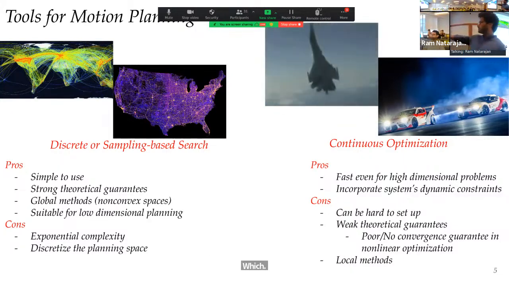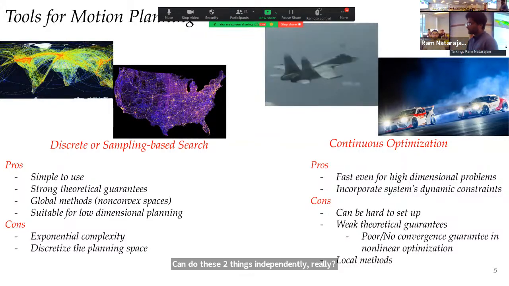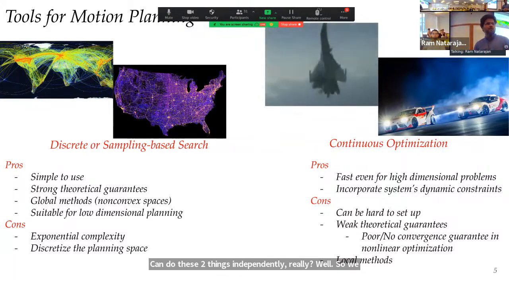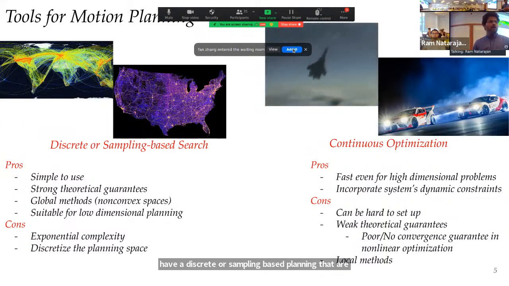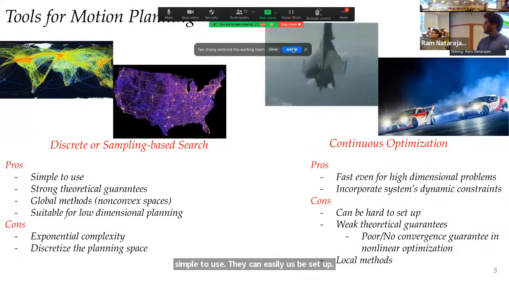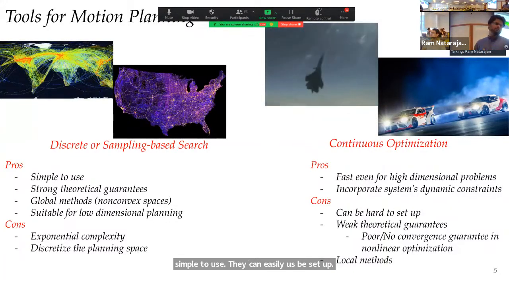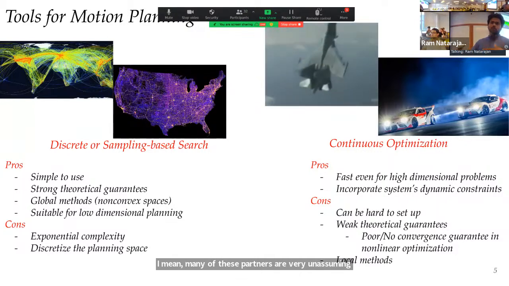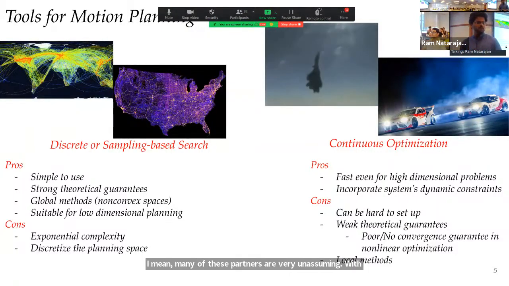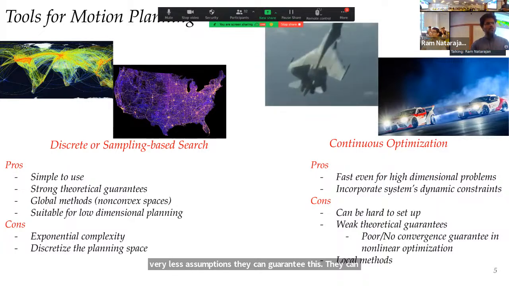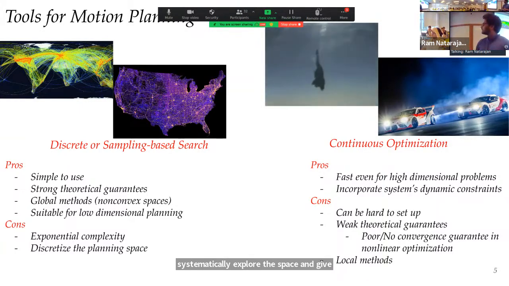We have discrete or sampling-based planners that are very simple to use. They can easily be set up. Many of these discrete planners make very few assumptions. They can systematically explore the space and give global guarantees. But mostly they're suitable for low-dimensional planning.